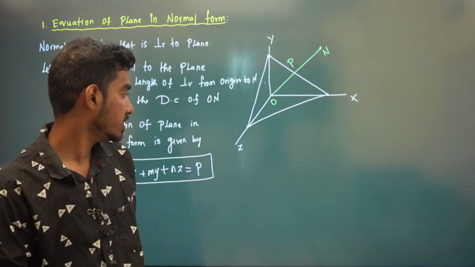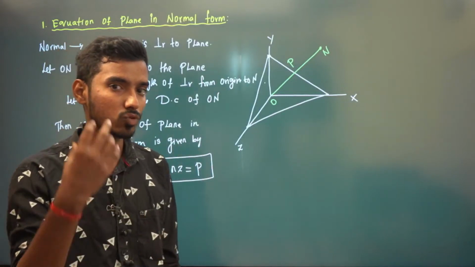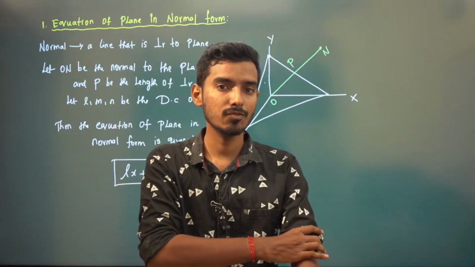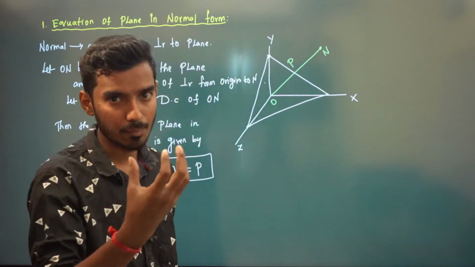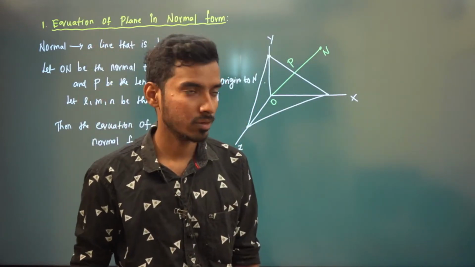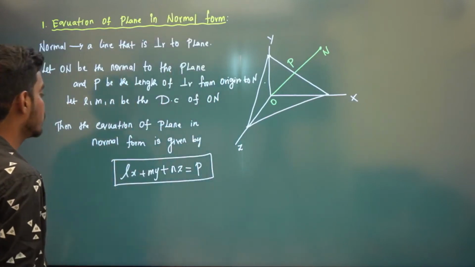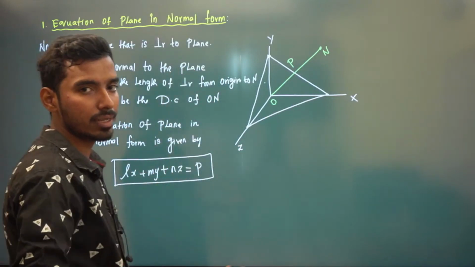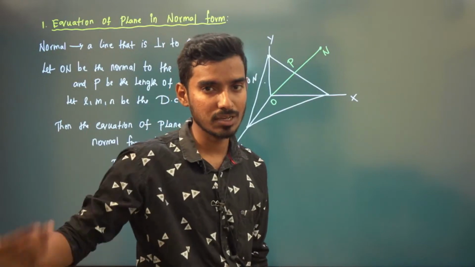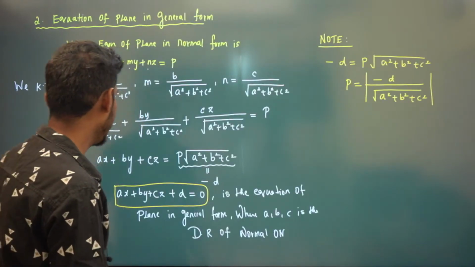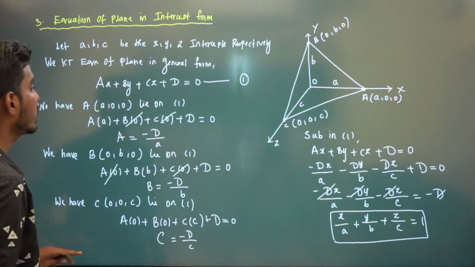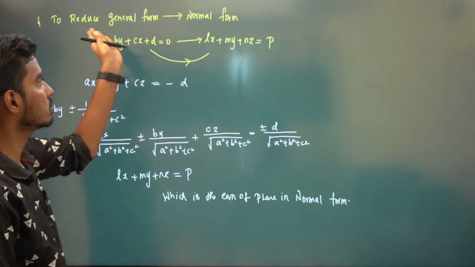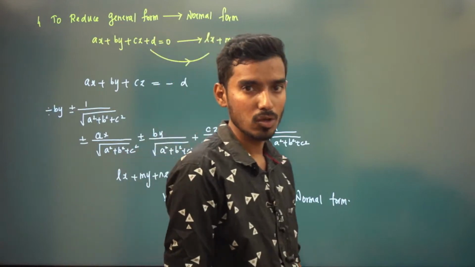We already completed DC and TR, those three lectures. It will be very easy for you to follow because I'm repeating and recalling often, so I'm just reducing your time. You can easily study this. See, now itself you can derive all these three equations: Lx plus my plus nz is equal to p, ax plus by plus cz plus d is equal to 0, and the equation in intercept form. And to go from general form to normal form, you have to do like this.